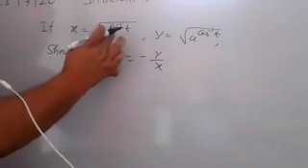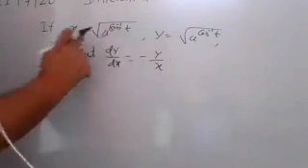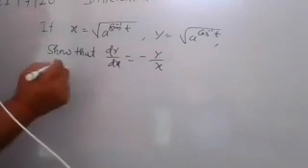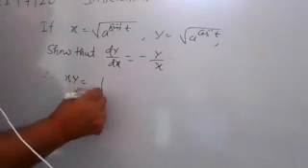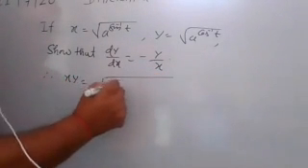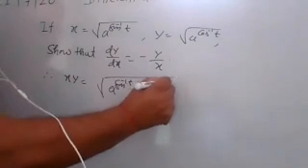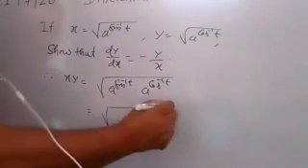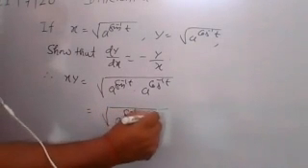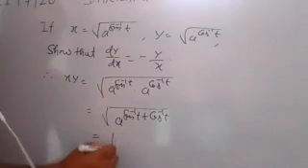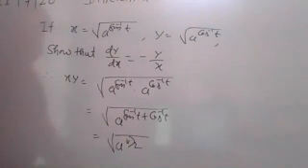Understand? Now here you have different expressions. If you multiply these equations, what do you have? xy is equal to under root a to the power sine inverse t into a to the power cos inverse t. That can be written as a to the power sine inverse t plus cos inverse t, which is equal to a to the power pi by 2.